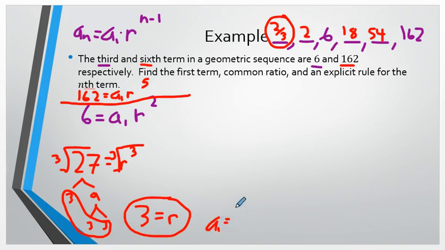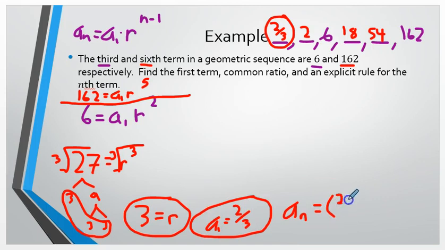The last thing they want is the explicit rule for this sequence. So remember, the idea for this is just to plug in some of the numbers into the explicit formula here. Not every number, just some of the numbers. We want to leave a sub n as is. We want to plug in a sub 1 though, so that's going to be 2/3. And we want to plug in the r value, which is 3, but you don't want to plug in n. So I'm going to leave that as to the n minus 1 power. So that would be an acceptable final answer. We don't really need to do any other simplifying on that one.